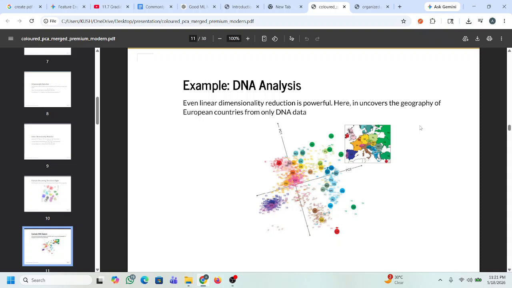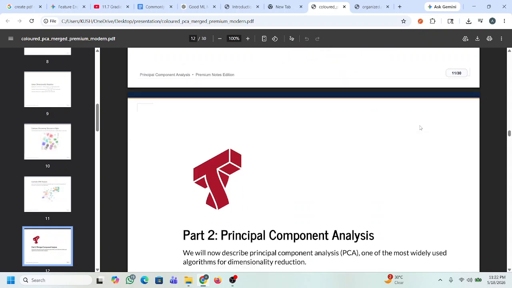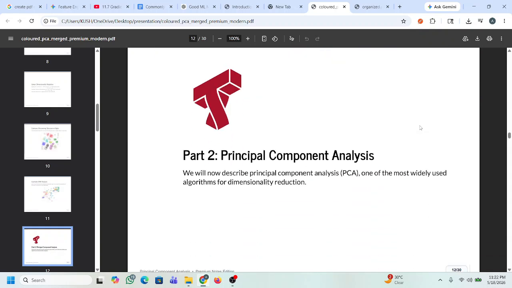So the variance is maximum along these, and this DNA sequence map resembles the actual geographical map. Why is this happening? Persons who are geographically closer have a higher probability of having kids together. Common sense says that those who live nearby are the ones who participate in creating offspring. Now, principal component analysis.